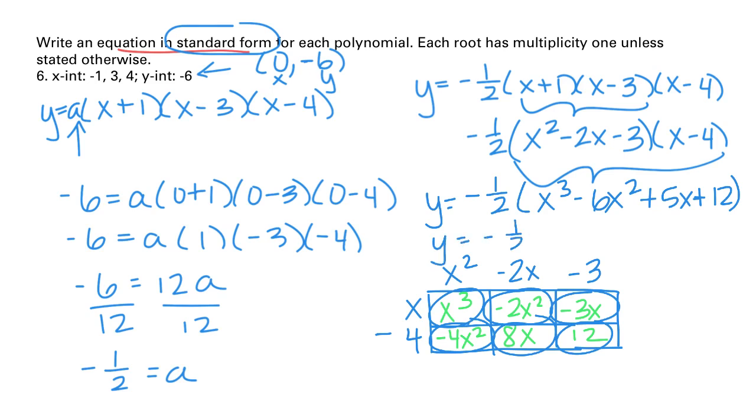So negative 1/2 x cubed plus, I have negative 1/2 times negative 6, 3x squared, minus 1/2 times 5, I'm going to put 5 over 2x, and negative 1/2 times 12, minus 6.